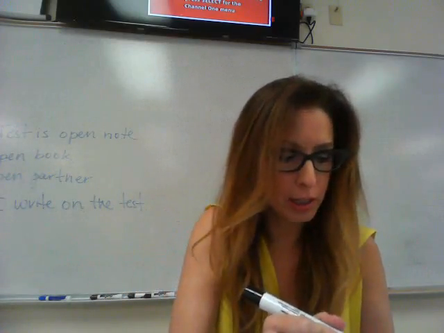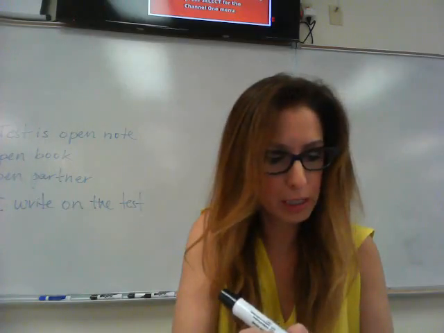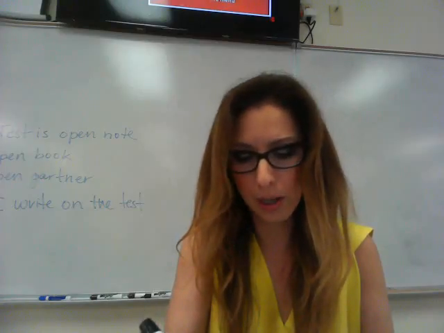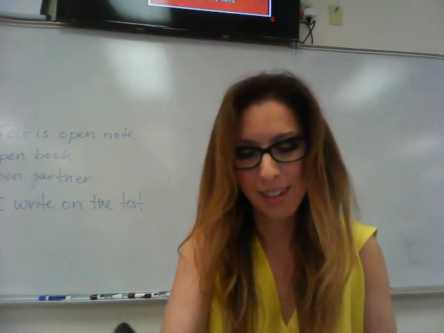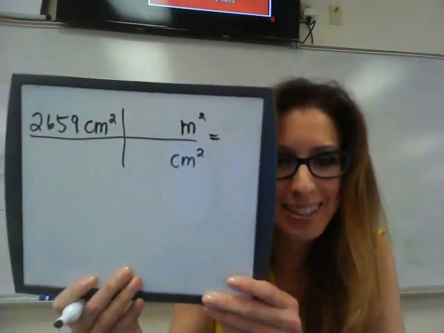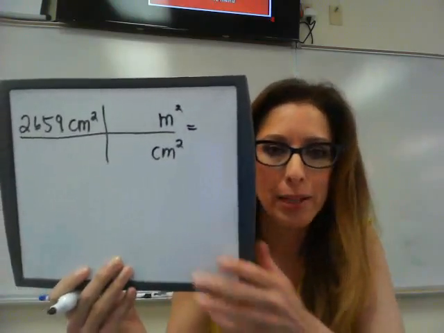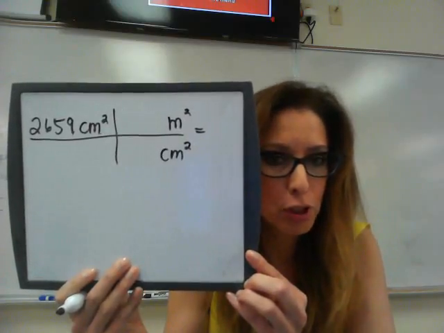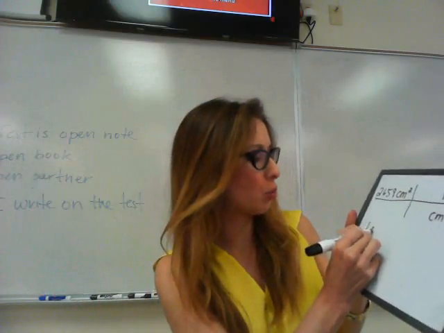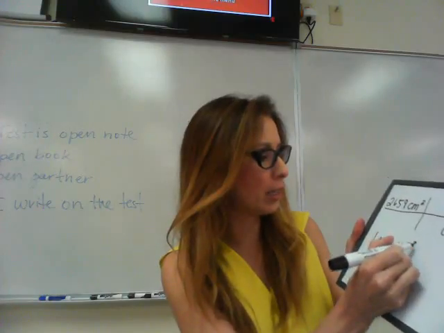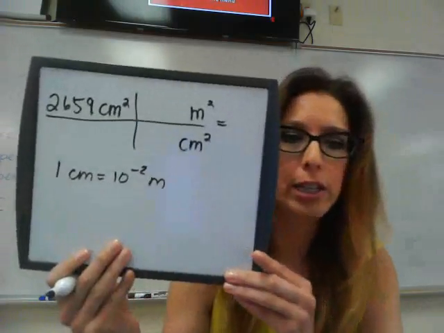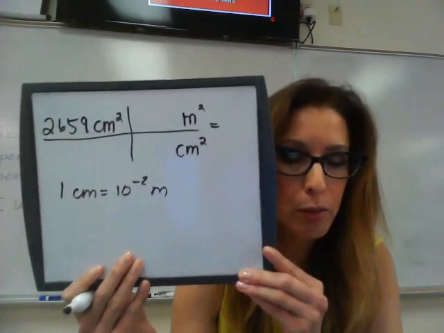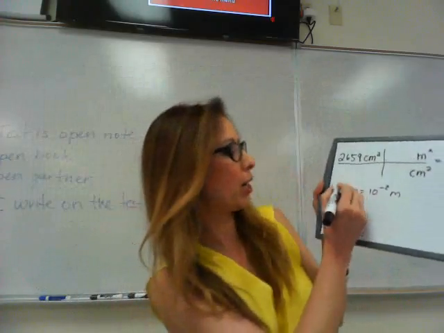A circle has an area of 2,659 centimeters squared. What is the area in square meters? Okay, so we're going to set it up like this. This is a prefix to base conversion, which we learned in an earlier video. This is a one-step metric conversion. The unit equation for this is 1 centimeter equals 10 to the negative 2 meters. But you'll notice, I'm converting between squared units, which means I have to square the unit equation. So I'm going to square all of this.